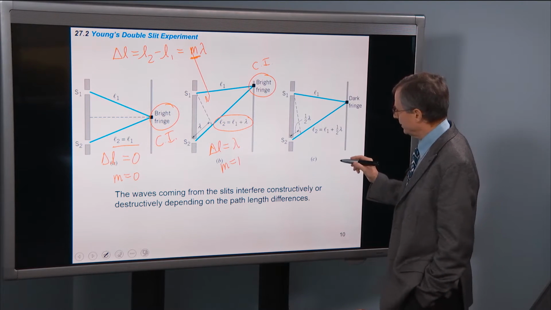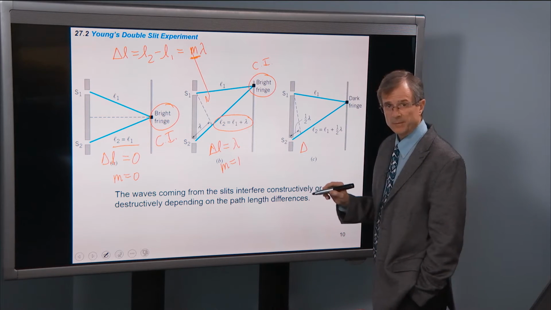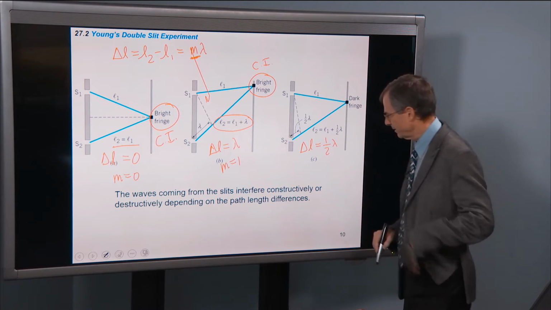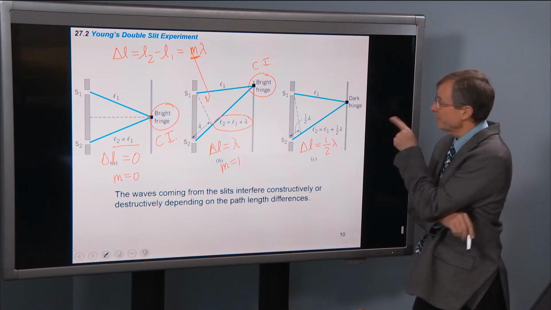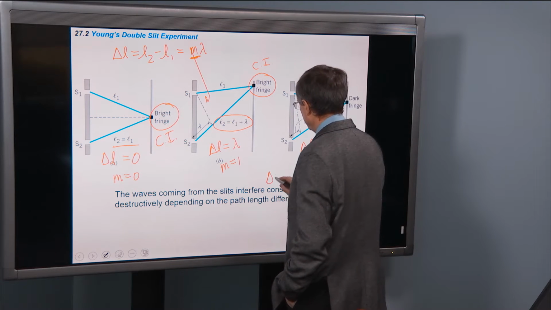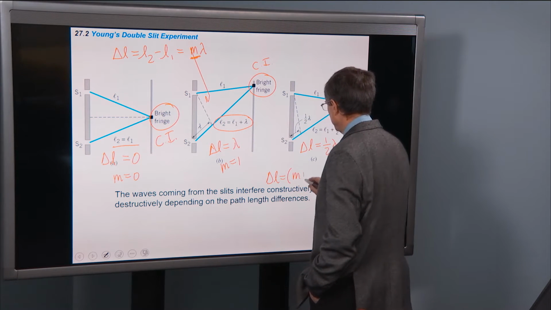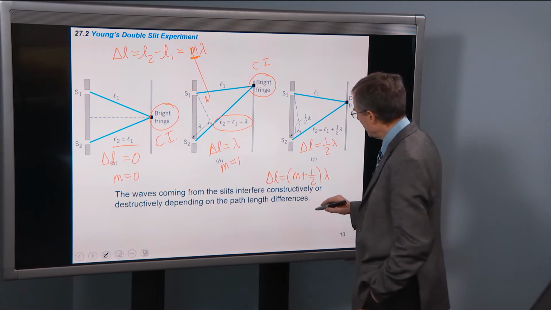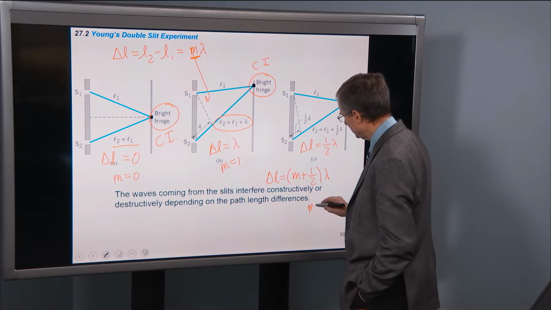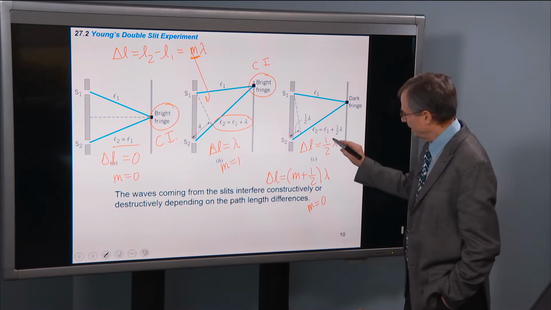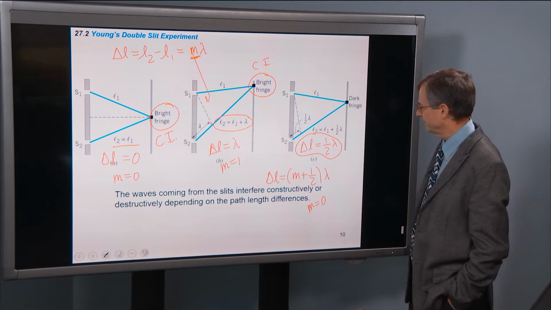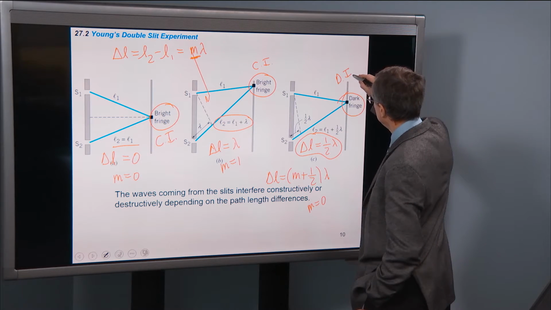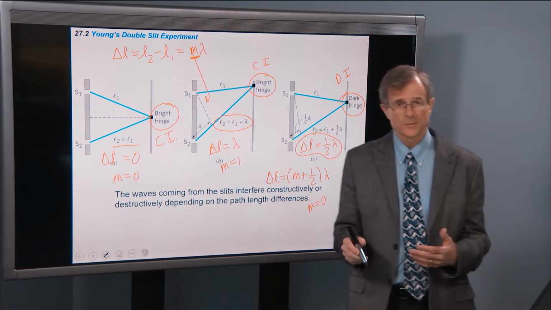What about this guy here? Delta L, the difference in path lengths, is 1/2 the wavelength. Well, that fits delta L is (m plus 1/2) lambda with m equals 0. And delta L, therefore, is 1/2 of the wavelength. And we get a dark fringe and destructive interference. So that's really the essential physics for what's going on here.